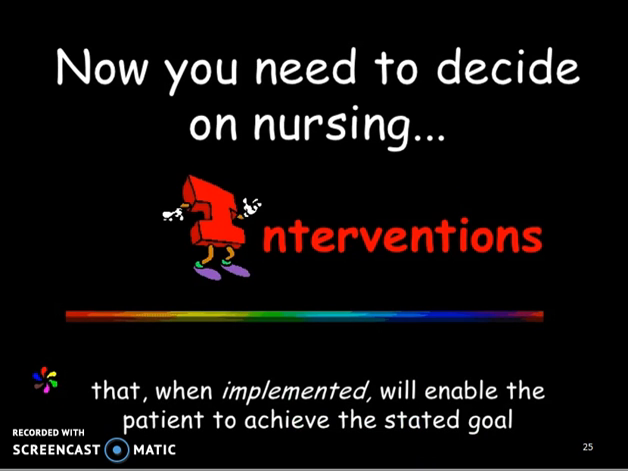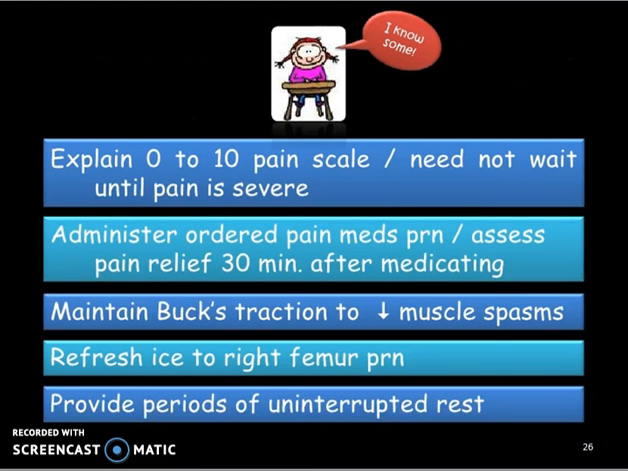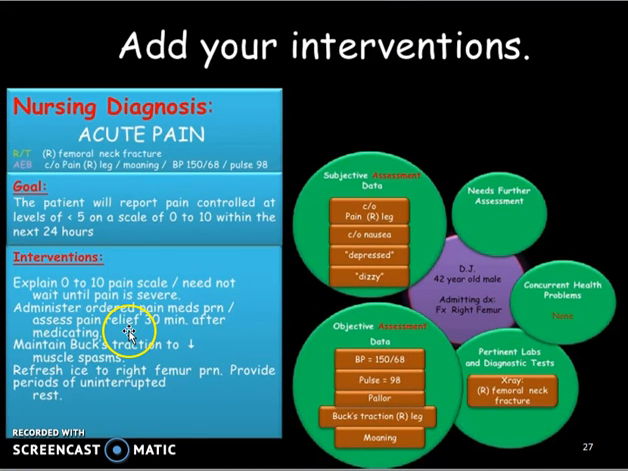Now you need to decide on nursing interventions that, when implemented, will enable the patient to achieve the stated goal. Explain the 0 to 10 pain scale, need not wait until pain is severe, administer ordered pain medications as needed, assess pain relief 30 minutes after medicine, maintain Buck's traction to decrease muscle spasm, refresh ice to right femur as needed, and provide periods of uninterrupted rest. Add your interventions to your concept map.